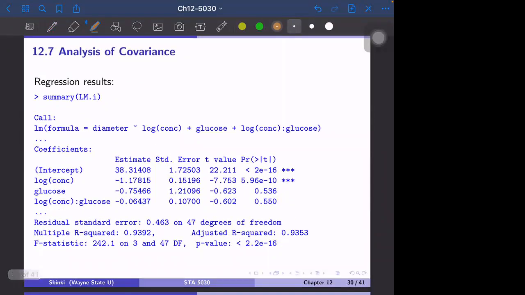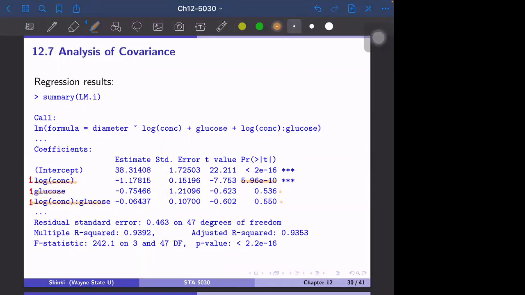Then we have the three parameters here. All have just one parameter. If we have more than two categories, then we have the two levels of glucose in addition to the baseline. But here we only have the 2 levels of glucose, and concentration is a continuous variable. So we only have 1 parameter for log of concentration, 1 parameter for glucose, and 1 parameter for interaction. And you can see that the log of concentration is very significant with p-value 5.9 times 10 to the power negative 10. And the other two are actually insignificant in this model.